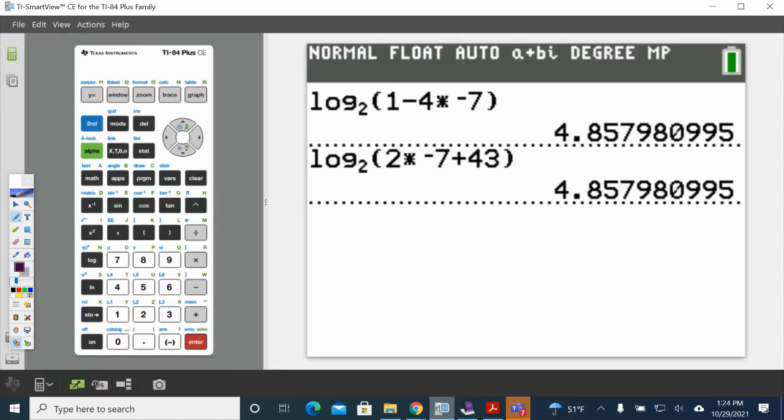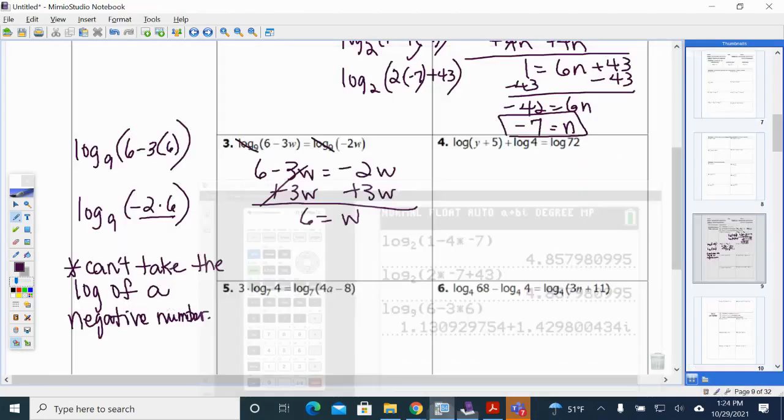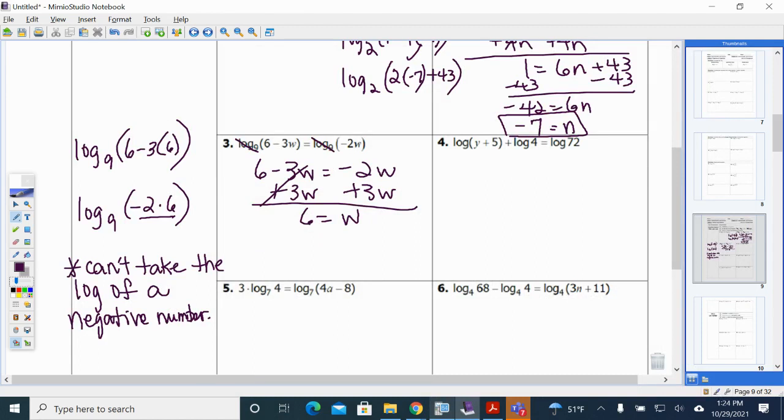The left side, alpha window number 5, log base 9 of 6 minus 3 times, we got 6 for that solution. And this is what happens. I get this complex number. There's an i out here on the end. So this lets us know real quick that this solution is a bad solution. It is an extraneous solution. So w does not equal 6. There's nothing else. So we're going to say no solution.